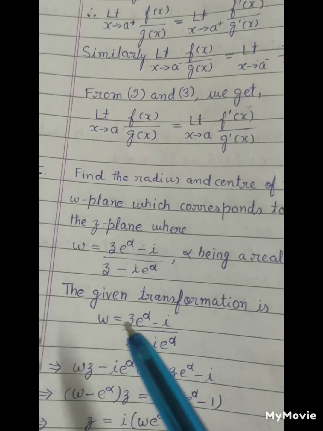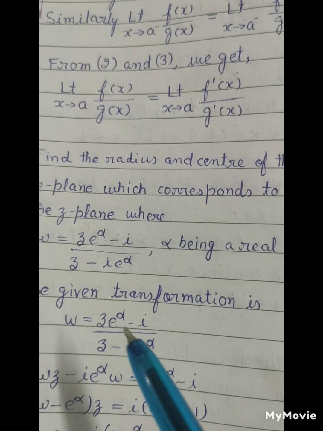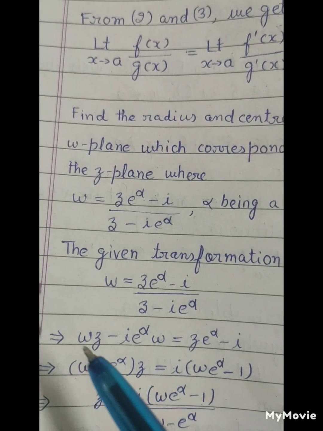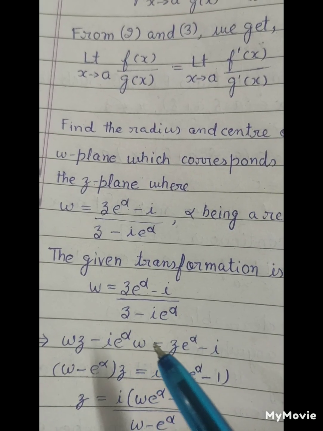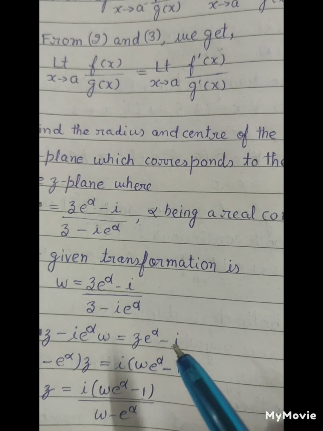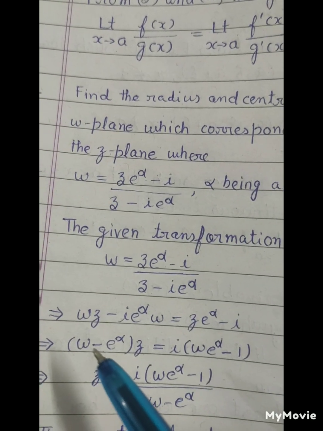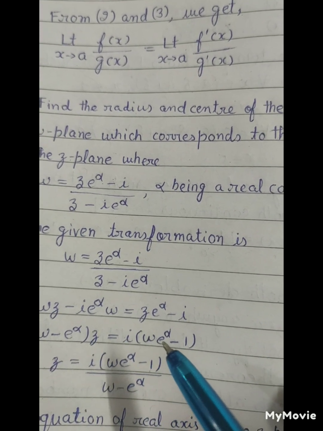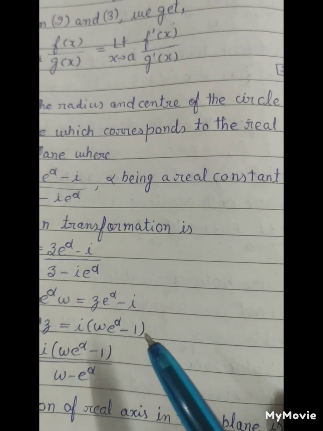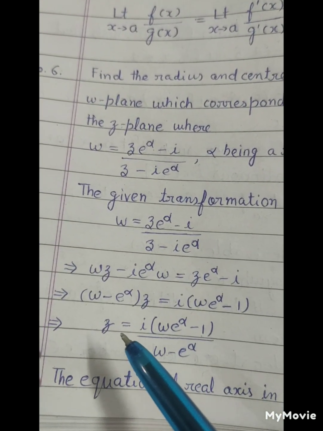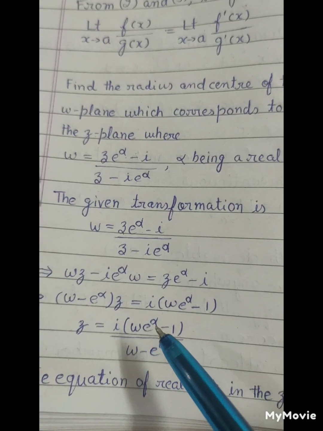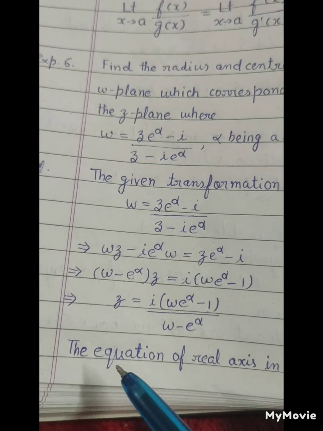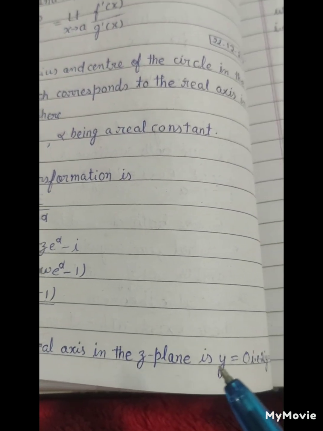Now, solution. The given transformation is W equals (Z e^α − i) / (Z − i e^α), which implies WZ − i e^α W equals Z e^α − i, which implies (W − e^α) Z equals i (W e^α − 1), which implies Z equals i (W e^α − 1) / (W − e^α).